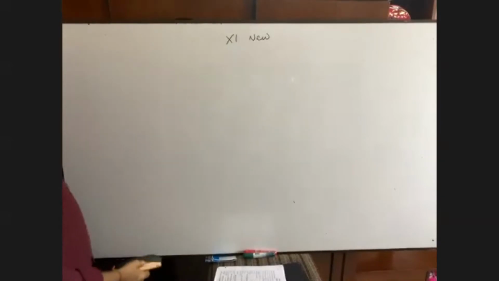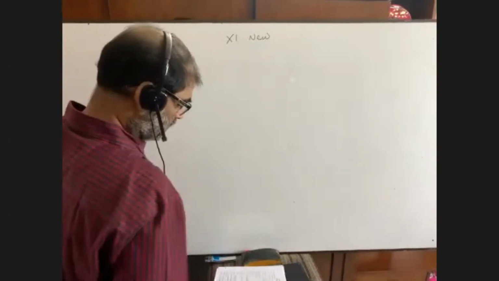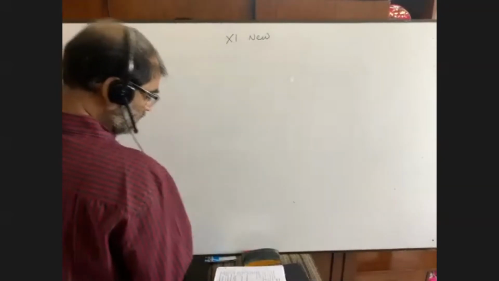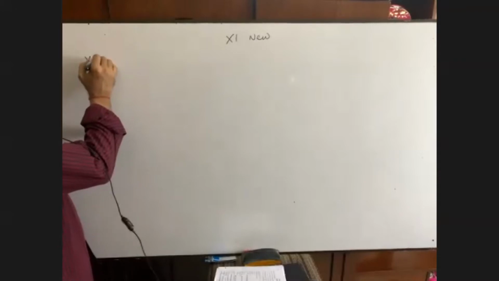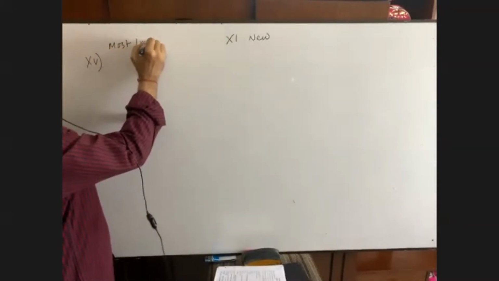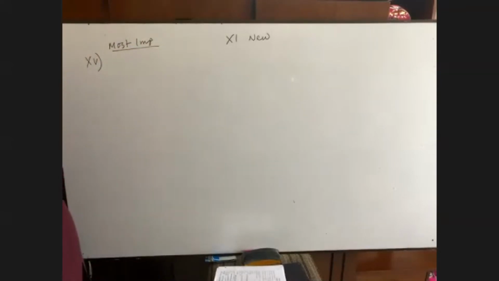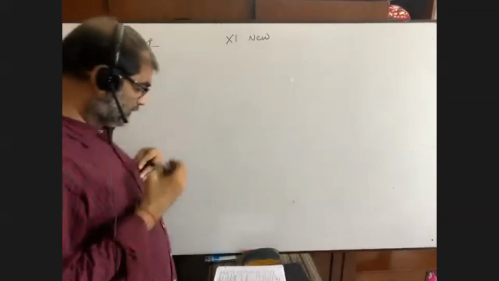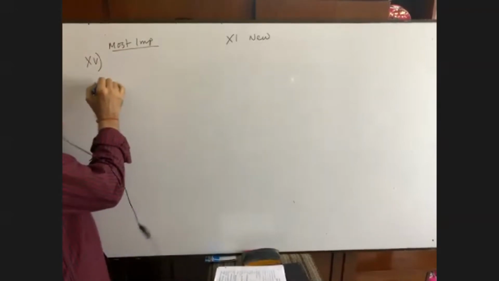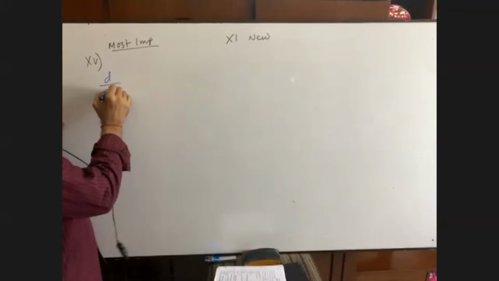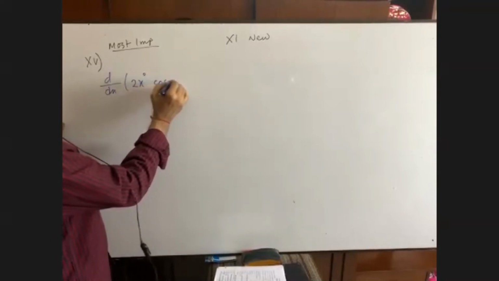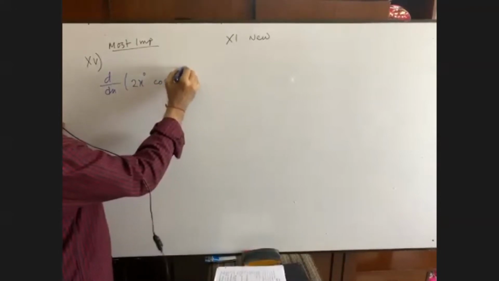The most important math now I'm going to do. Question number 15, write down the most important: d by dx of 2x degree cosine 3x degree.